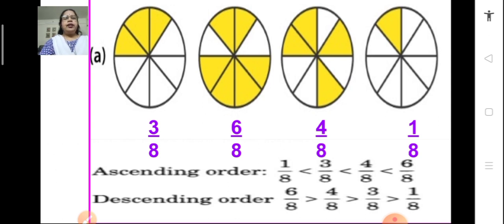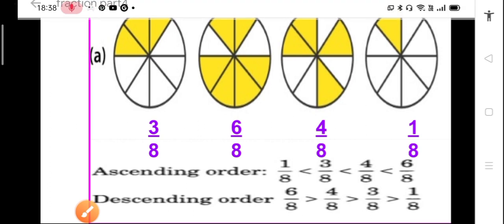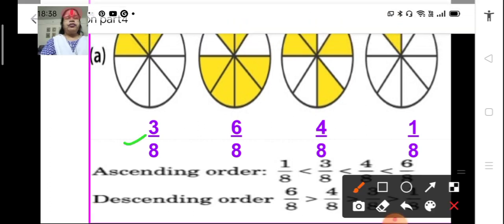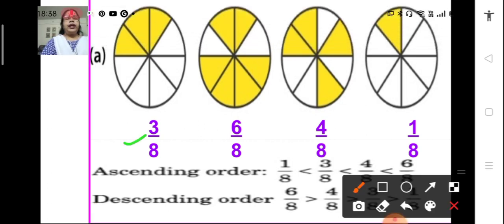So the first one is 3 upon 8. 3 out of 8 are shaded. So it is 3 upon 8. Next one is 6 upon 8. 6 are shaded out of 8. The third one is 4 upon 8. 4 out of 8 are shaded. And this one is 1 upon 8.